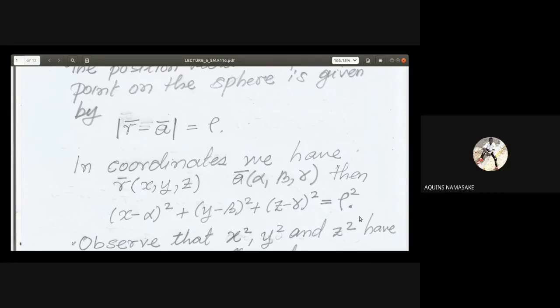Okay, so if now you write it in terms of coordinates, this becomes the equation of a sphere with radius rho and centered at this point A, with the coordinates alpha, beta, and gamma. So I think this is straightforward.